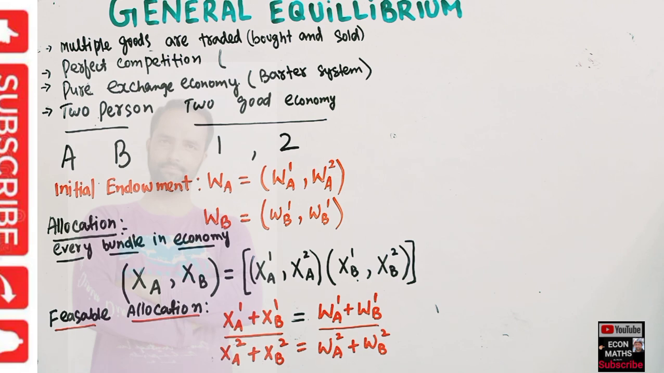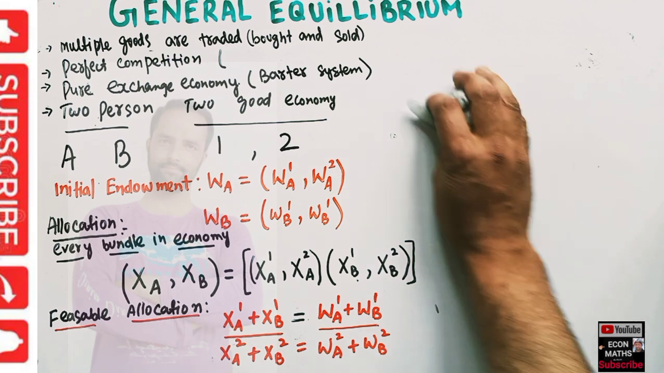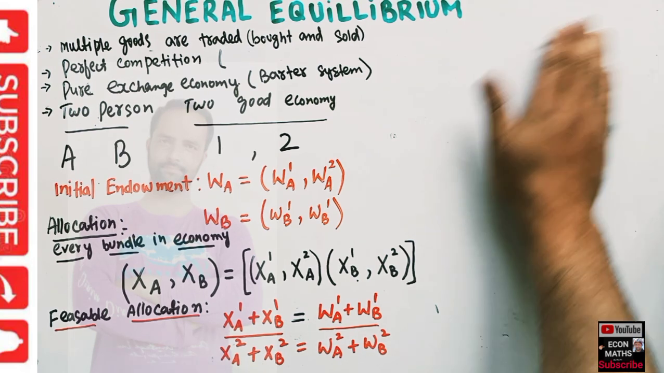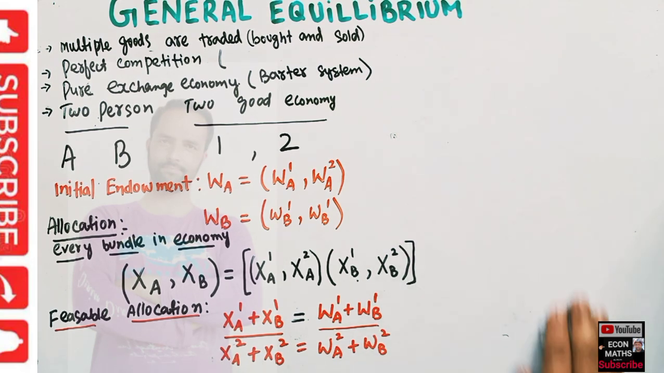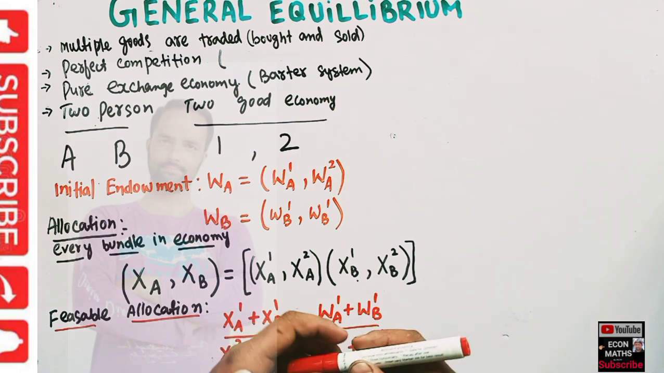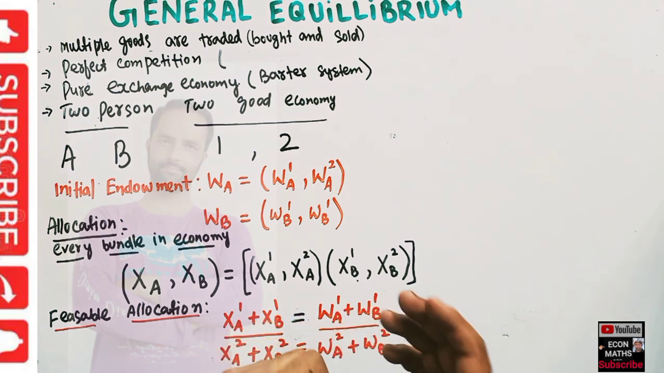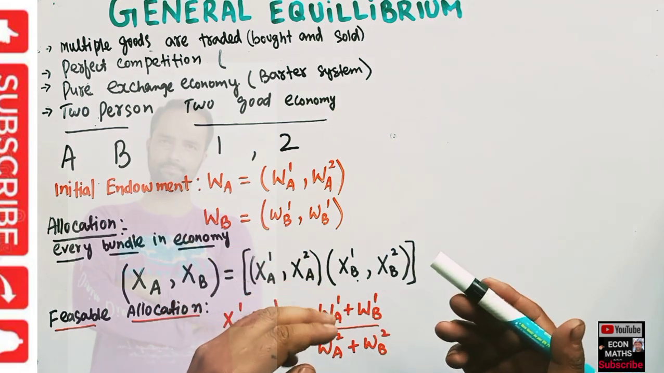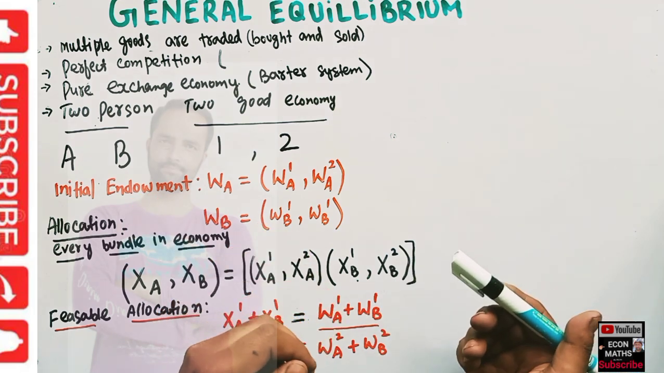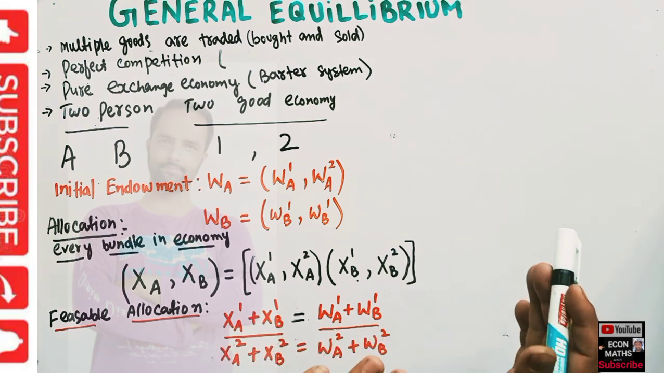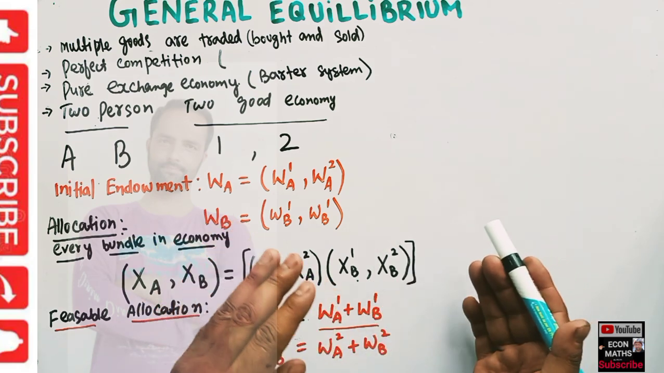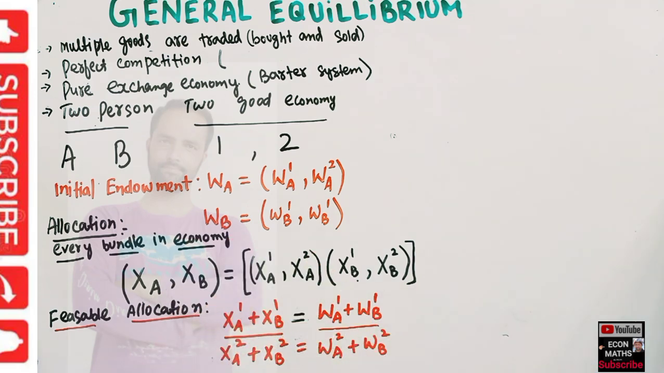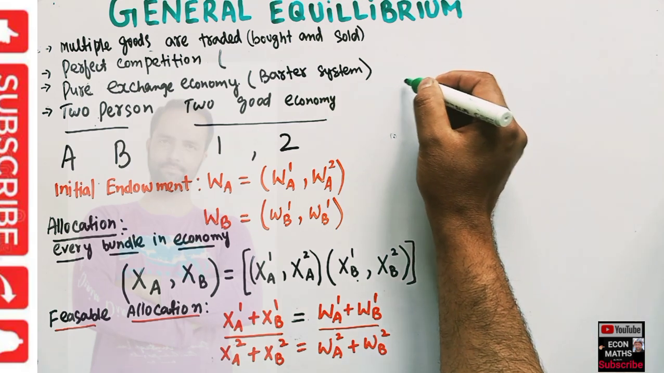Now we will learn about the Edgeworth box. By Edgeworth box, what we mean is a graphical tool which depicts the endowments and preferences of two agents. So this simply shows us the endowments and preferences of the two agents, what we call the Edgeworth box. First we will see how to interpret an Edgeworth box. Let me draw the Edgeworth box here.